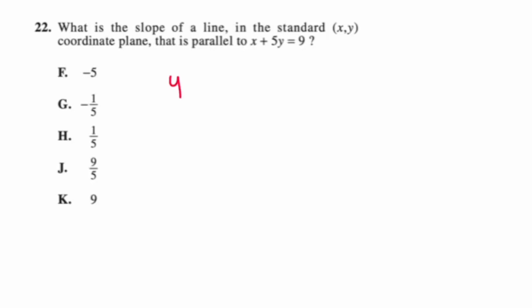And to do that, I'd really like to see it written in slope-intercept form, like y equals mx plus b. So we're going to do some rewriting. Because I want to get the y alone, I'm going to get rid of the x first. So we'll subtract x from both sides. So we have 5y equals negative x plus 9. I'm writing it that way so that the x term is first, so that we're looking at the slope term. And then we'll have to divide both sides by 5.